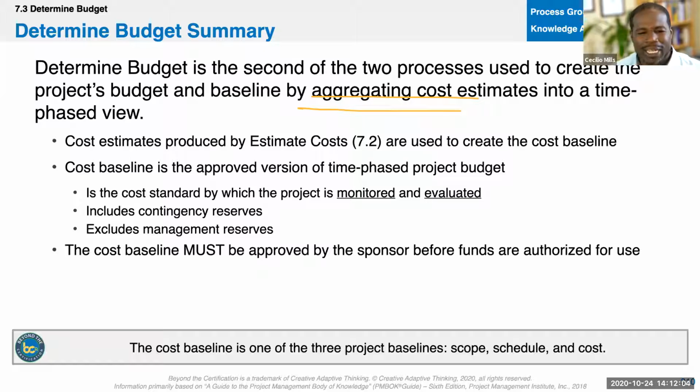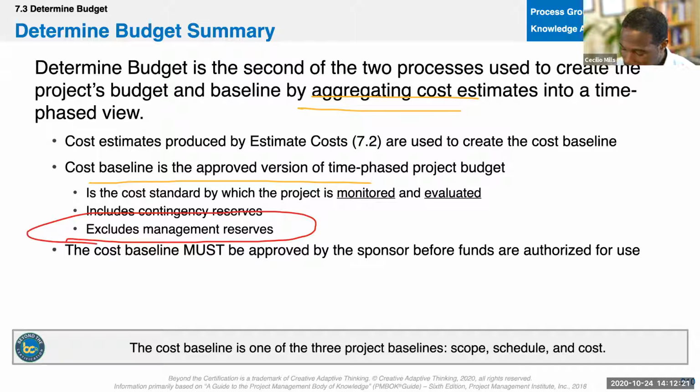We're going to aggregate the money together, roll it all up, and then we're going to get a baseline that's going to be approved, right? An approved version. It'll include our contingency reserves, but it excludes management reserves. And we're going to talk about that right now. That's the difference between a project budget and a cost baseline.